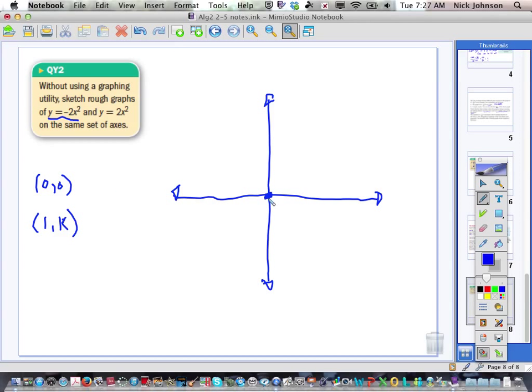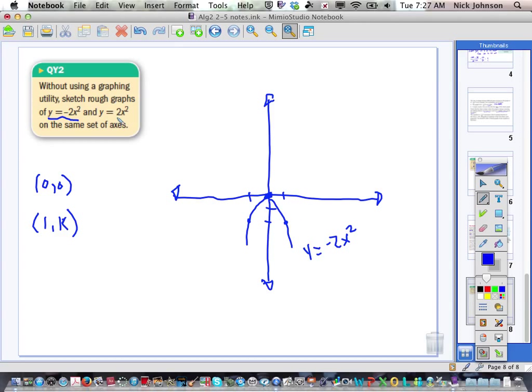So I graph 0, 0. If I put 1 in there, what do I get out? Well, I get out a negative 2. So if I put in 1, I get out a negative 2. That means if I put in a negative 1, I'm also going to get out a negative 2, because a negative 1 squared is a positive 1, and 1 times a negative 2 is a negative 2. So my parabola is going to look like this.